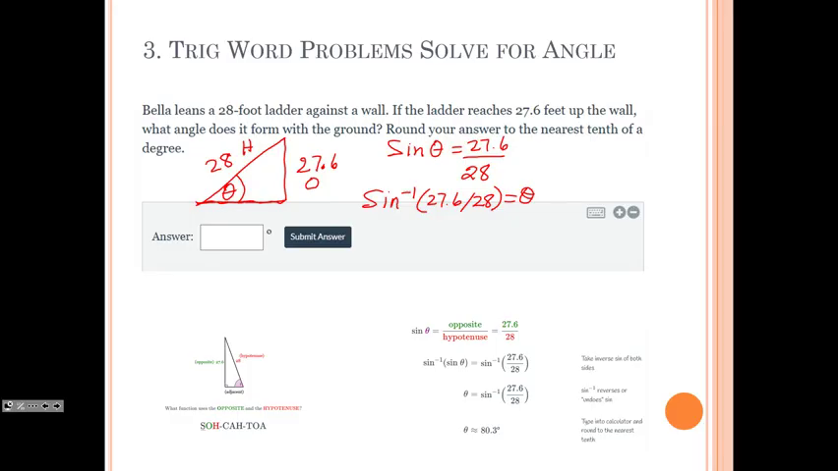So go ahead and do that in your calculator. We're going to do 27.6 divided by 28, and we are going to get 80.3, nearest tenth. 80.3.